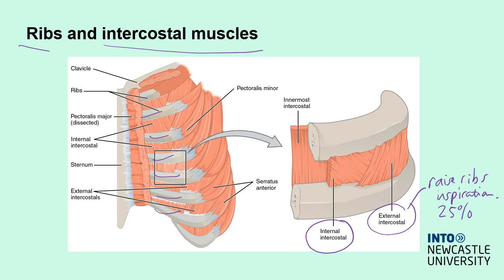Internal intercostal muscles, when they contract, are going to work to lower the ribs, and they are involved in some forms of expiration, breathing out. So not passive expiration when we're just sitting and breathing quietly, but when we are running or we force the air out of our lungs, forced expiration, that's when these internal intercostal muscles will work. But like I said, we'll talk about that more when we talk about the mechanisms of breathing.